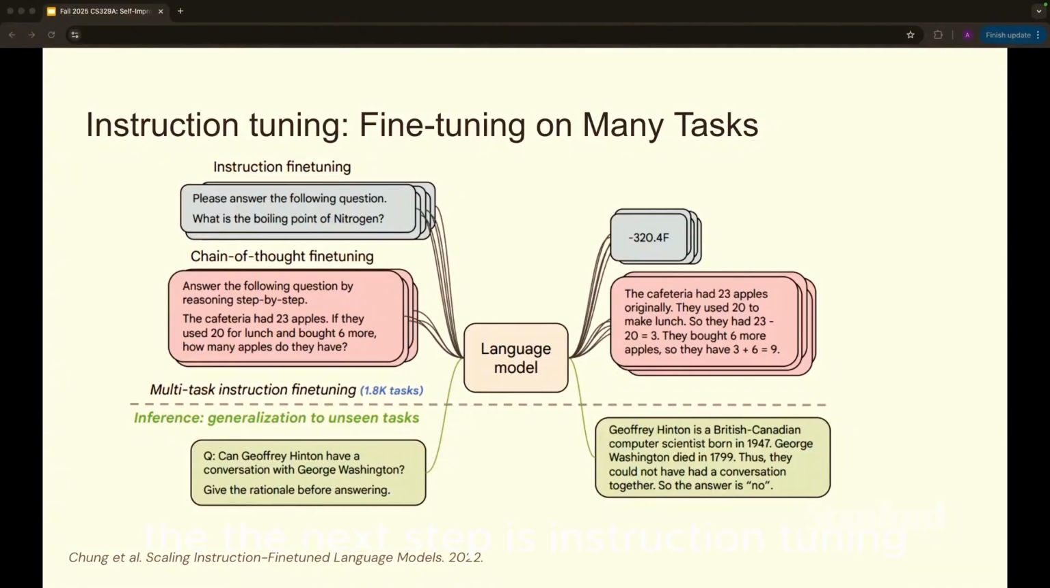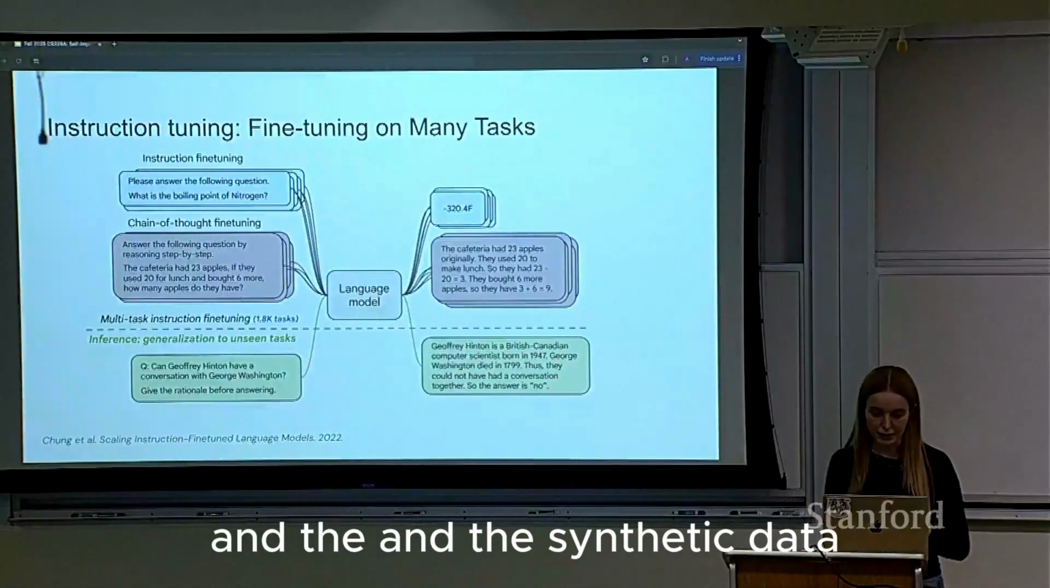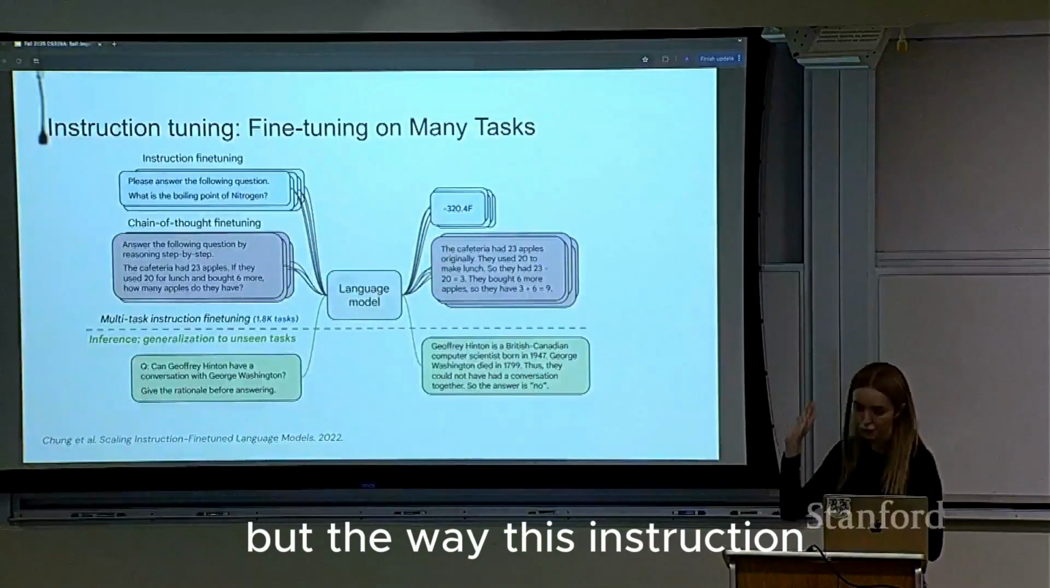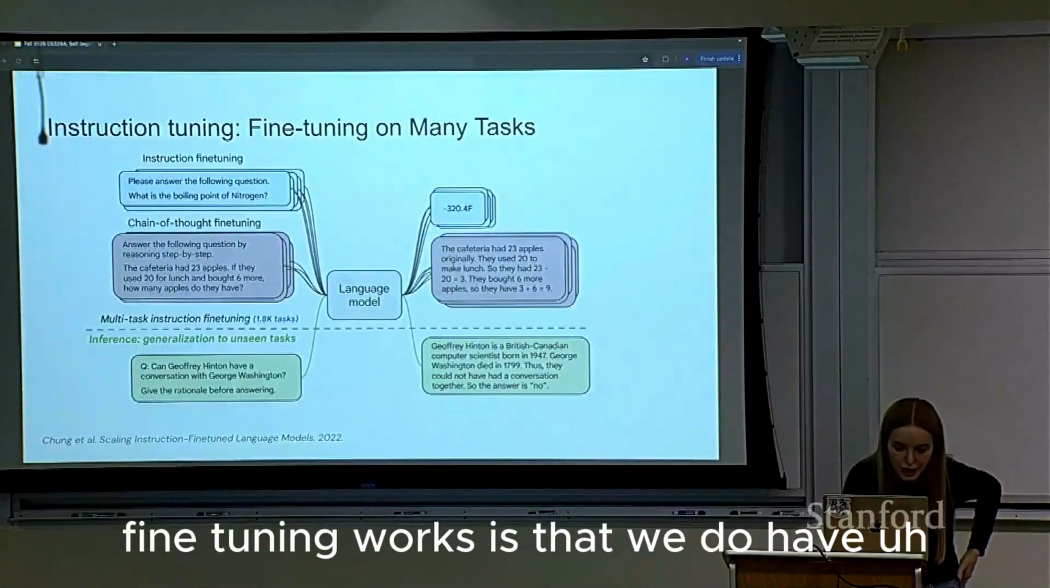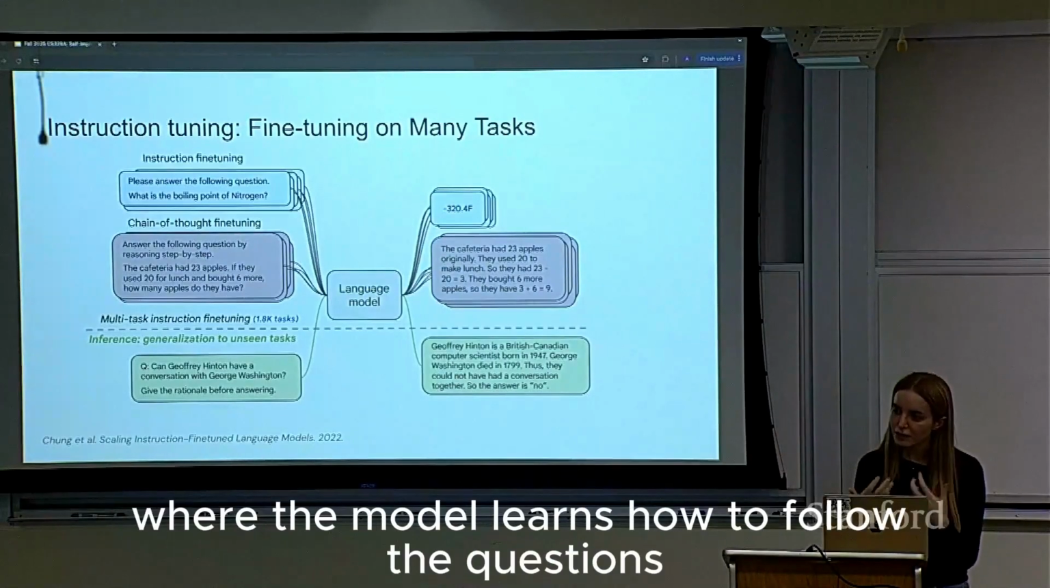The next step is instruction tuning. By instruction tuning, we mean that we show the model, traditionally in the past 2 years, this instruction tuning data is a combination of human-generated data or templates and synthetic data. The way this instruction fine-tuning works is that we have instruction and question-answer pairs where the model learns how to follow the questions and answer them.